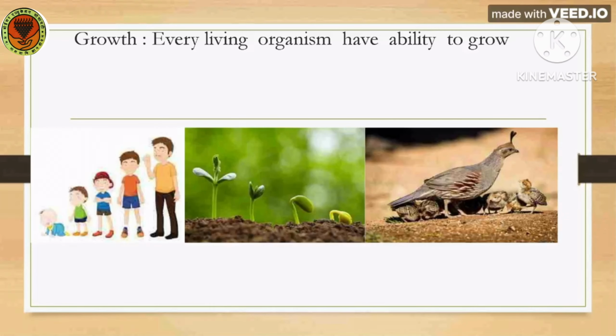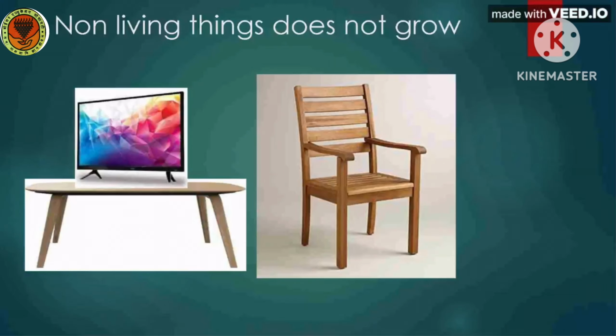First, growth. Every living organism has the ability to grow. A baby grows into an adult over a period of time. The young ones of birds also become adults over time. Seeds germinate to form a young plant, which grows into a mature plant, which bears flowers and then fruits. These are all living things. Table, chair, computer, they do not grow even after many years. So they are called non-living things.